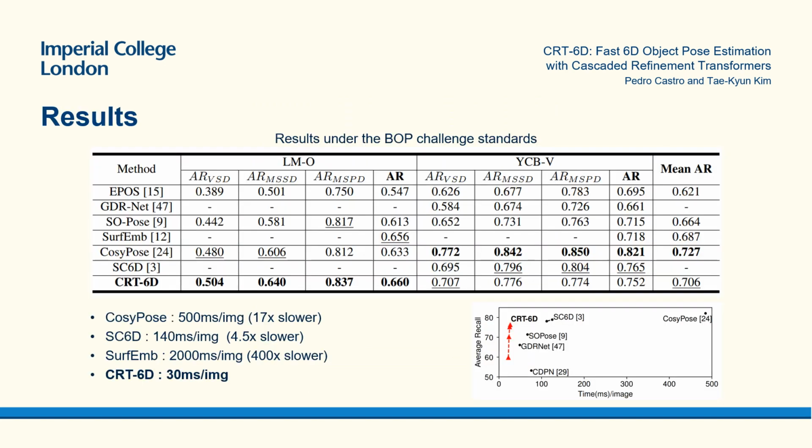Here we show detailed results for 2 datasets under the BOP guidelines. BOP stands for Benchmark for Object Pose. We also present runtime performance results. Our method, even after 3 refinement steps, is 2 times faster than the fastest of the prior methods, while being more accurate, and achieves comparable results when compared to methods 4.5, 17, or even 400 times slower.